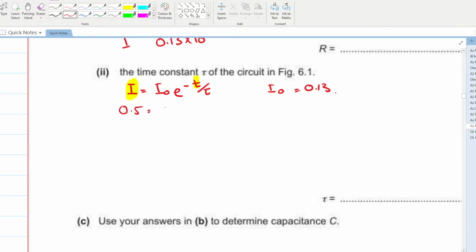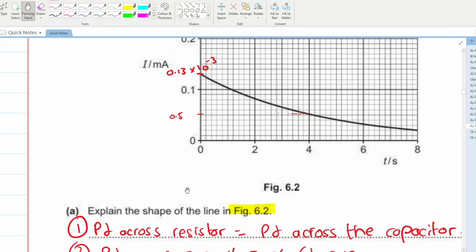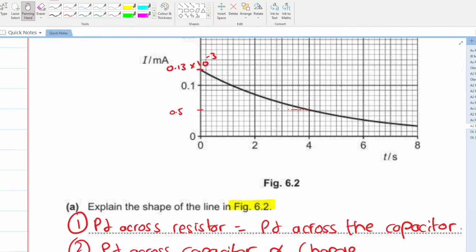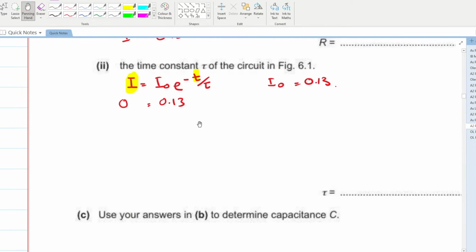Let's say 0.5. Sorry, I naught is 0.13, so it is not 0.5. It is 0.05. Yes, it is 0.05. Let me label it correctly as well. This is 0.05. Let's put it here.